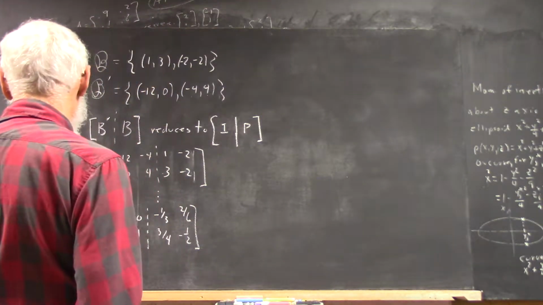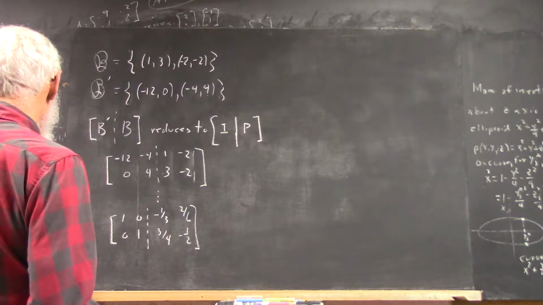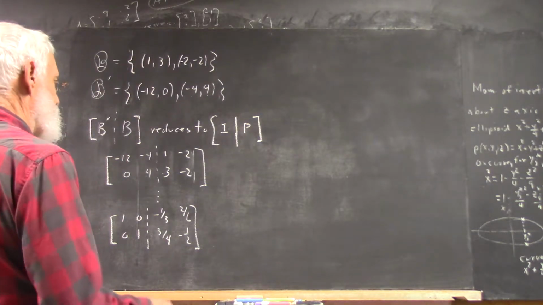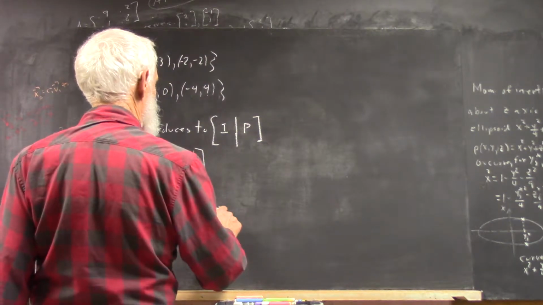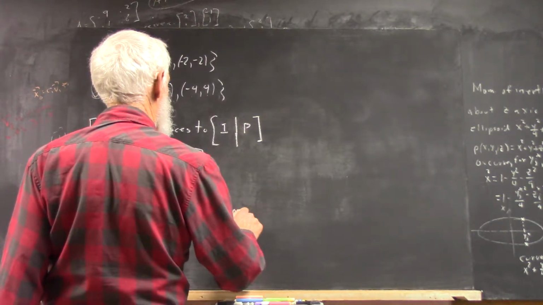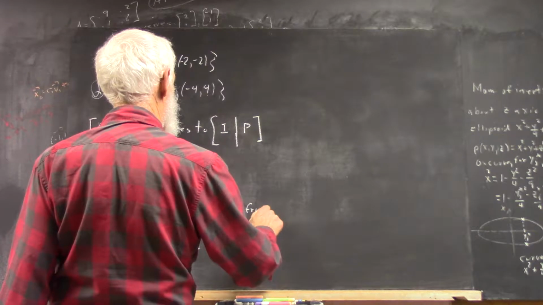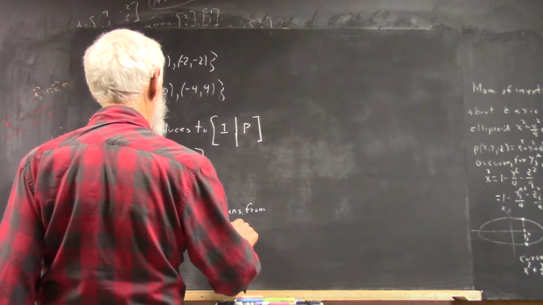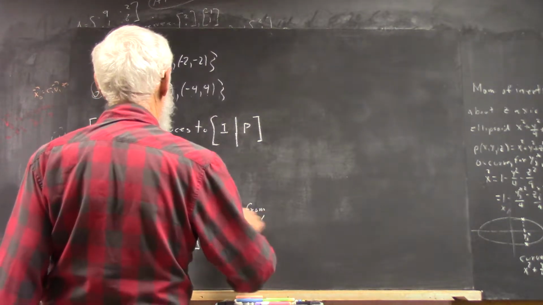Okay, so we're going to call that, this picture says that this is a transition from B to B prime.